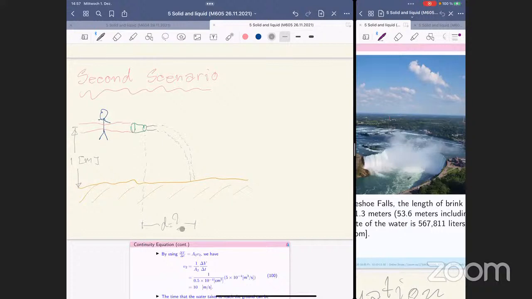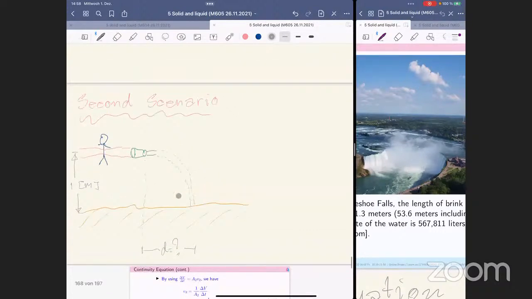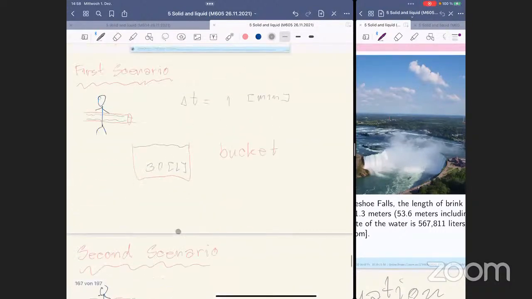So the distance d is what they want to know: how far from the nozzle the water is going to drop or reach the ground. So we need to know this quantity. That's the second scenario, and this is the information from the first scenario. And the tool we have is only the continuity equation. So how could we solve this problem?